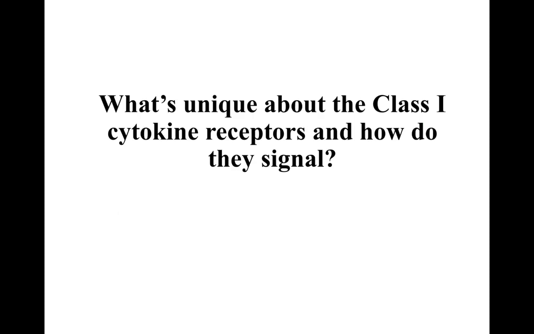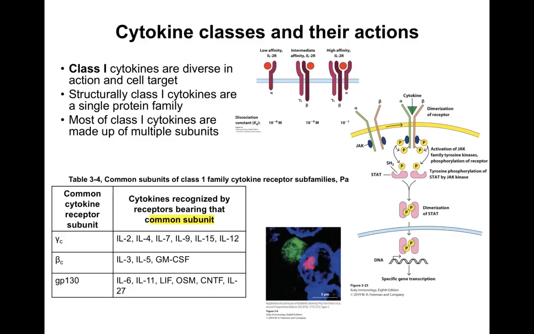What's unique about the class 1 cytokine receptors and how do they signal? They tend to have multiple subunits in their receptors, and some of them have common subunits shared among multiple different cytokines. The fact that they often have a common subunit may mean that those cytokines have some similar functions in how they work.